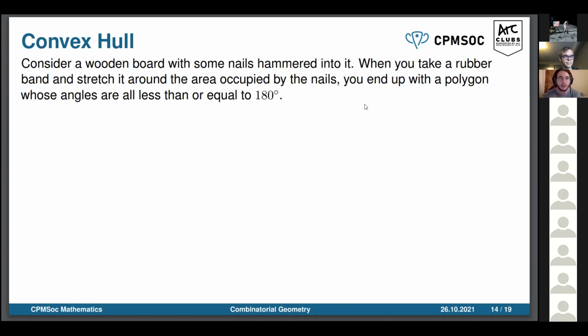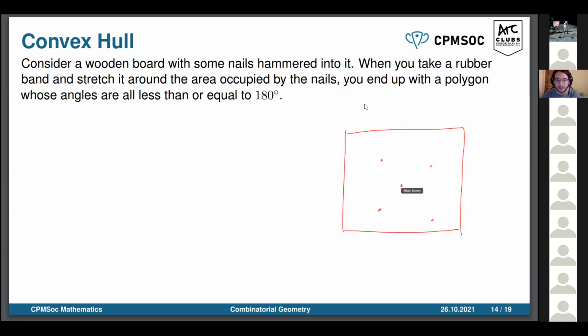So to begin with, we're going to start discussing what convex holes are, and then we're going to have a bit of a look at where they're useful in combinatorial geometry. So if you had some kind of wooden board, or some kind of plane, and you hammered in some nails, like something like this, and then maybe one over here and one over here. If you took a rubber band and stretched it around the entire area, it would contract around everything, and you would end up only really touching these 4 points here. So the points in the middle wouldn't really be affected by your rubber band. And you end up with a polygon whose angles are all less than or equal to 180 degrees.